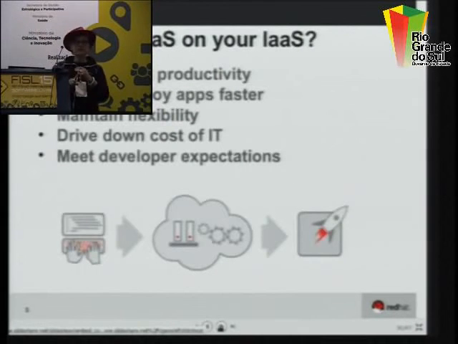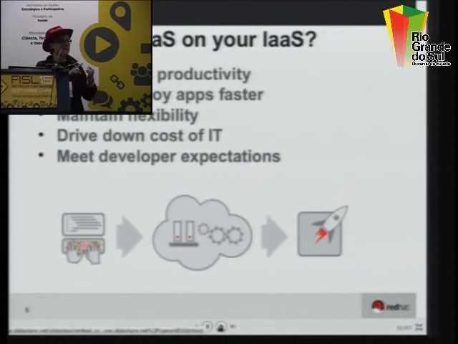So it improves IT's productivity, because they are no longer having to create those servers for you, manage those services. That's what platform as a service does. It lets you deploy things faster. It's much more flexible. You can pick and choose which of the frameworks, which of the databases you want to use. It takes the cost down.